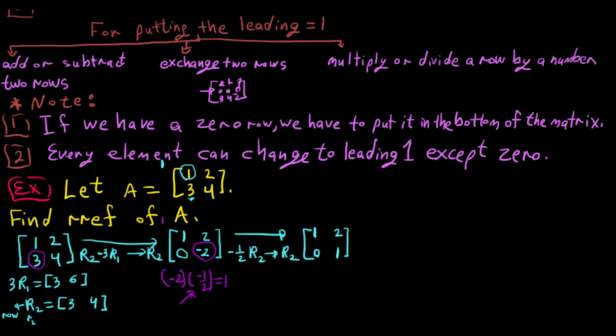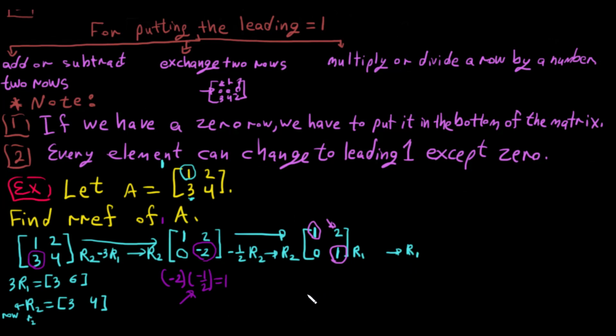And now we have to change what? This leading one, the rest of the column should be 0. So this 2, we have to change it. Because we have to change it, we have to do the same process which we have done here. So we want to change row 1. So row 1, we have to change it. So row 1 minus or plus what to put it in R1?